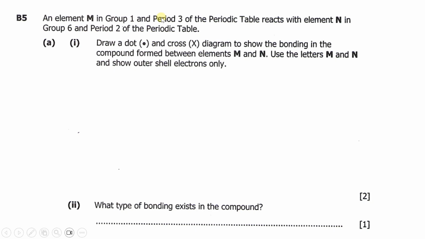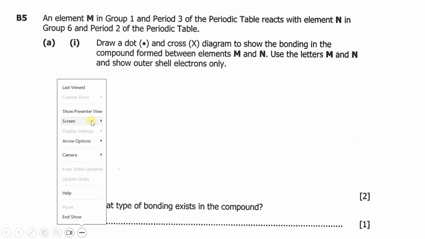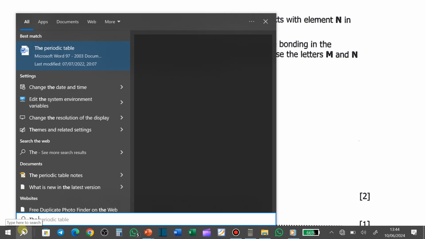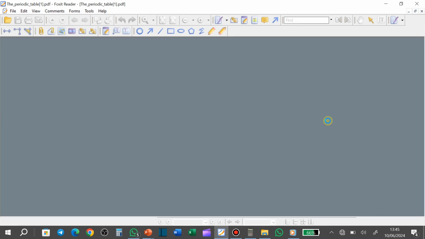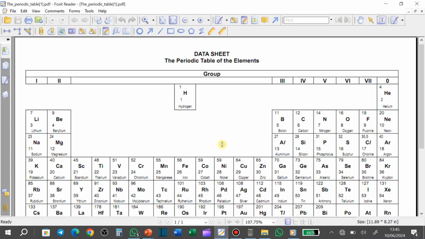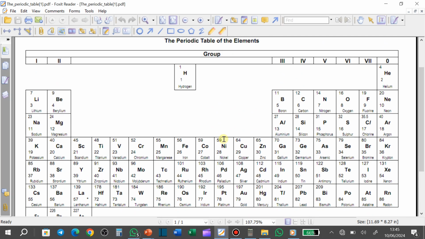Okay, so we have been told this element M is in group 1 and period 3. So when you go to the periodic table, let me see if I can get the periodic table here on my computer. Okay, so when we look at the periodic table, this is group 1, and period 3 is period 1, period 2, period 3. So the element which is in group 1 and period 3 is sodium.